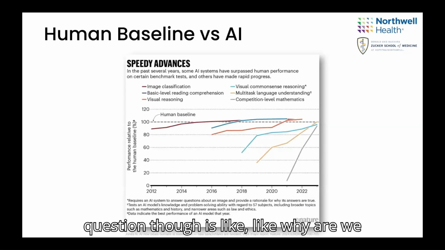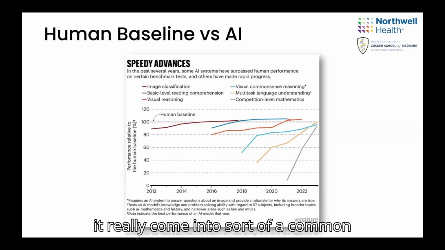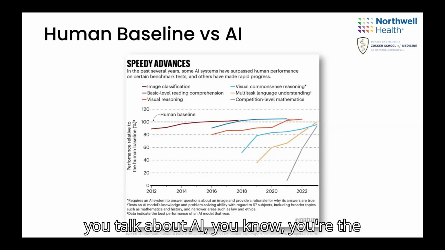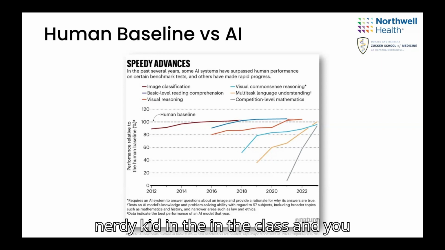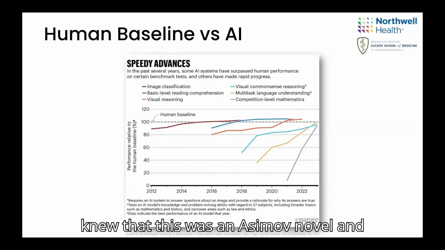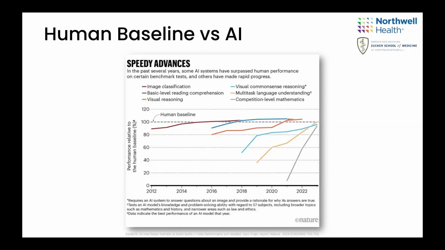So again, the question though is why are we hearing so much about AI? Why has it really come into the common vocabulary? Growing up, if you talked about AI, you were the nerdy kid in the class, and no one really took you seriously. If you read I, Robot, you were one of the kids who actually knew that this was an Asimov novel, and you were kind of that kid in the corner, right? But nowadays, everyone and their grandma knows about AI, speaks about AI.